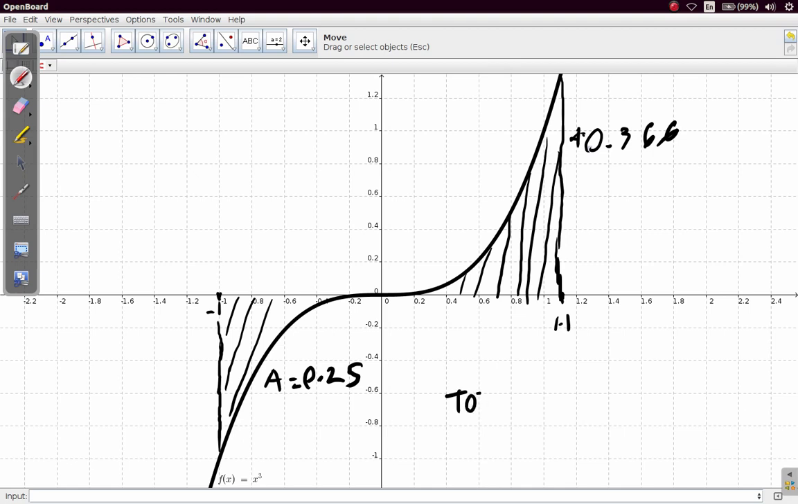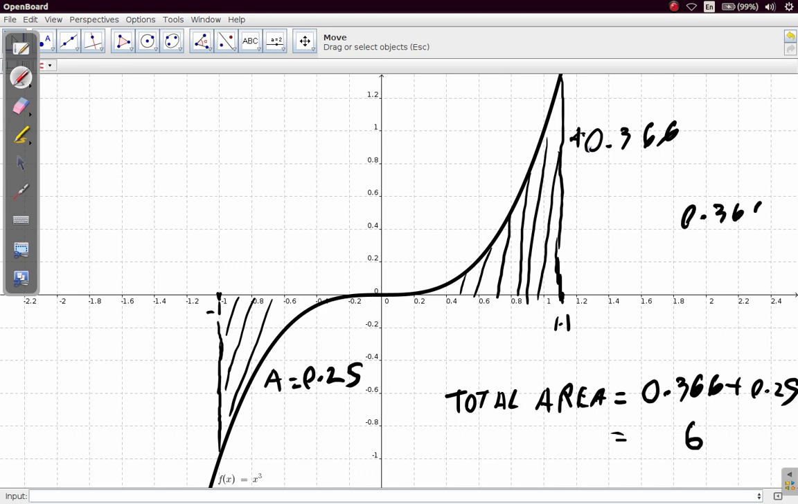So therefore, the total area would be equal to 0.366 plus 0.25. What's that? Oh, we're adding. 6 and 0 is 6, 6 and 5, 11. Bring down the 1, carry 1. 3 and 2, 5, 1, 1, 6.